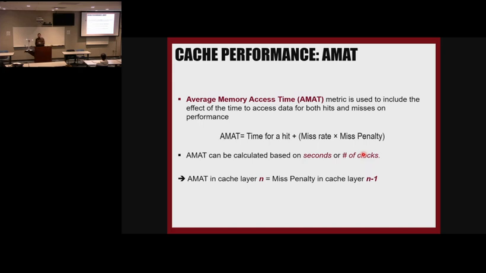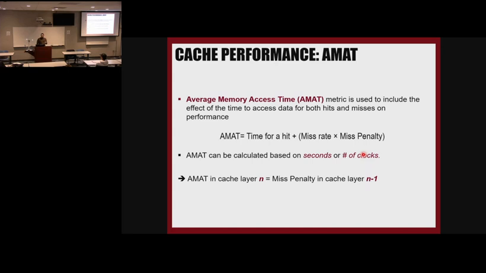And it just makes sense. Average memory access time in layer 2 is equal to the miss penalty of layer 1. Why? Because if you have a miss in layer 1, we have to go to layer 2 and fetch the data. Average memory access time of layer 2 is the miss penalty of layer 1.